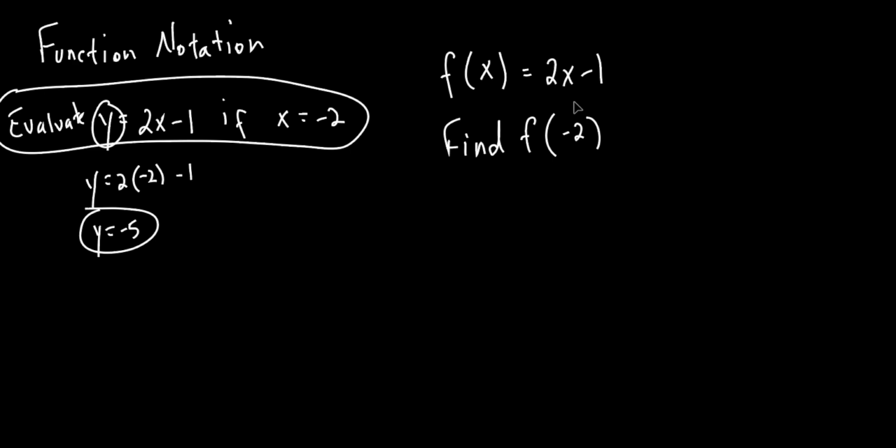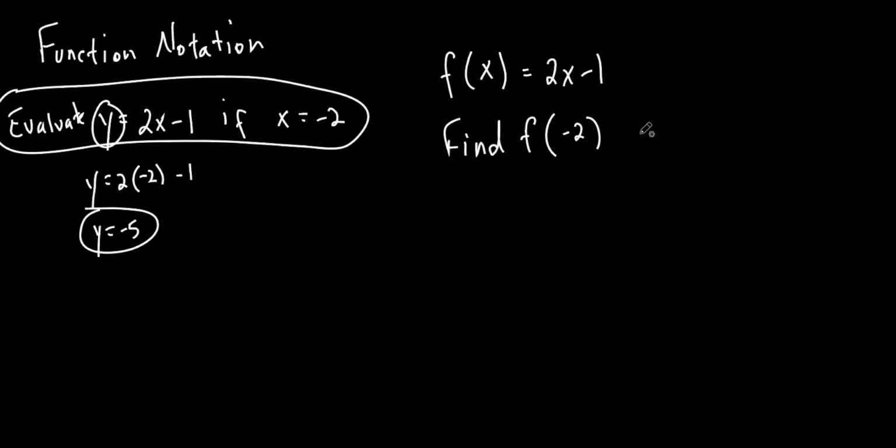Wait, so we switch out the y, put f of x, and then after we solve the whole thing, we plug in the negative 2? Well, you're not going to solve the whole thing yet. This tells you to plug the negative 2 in for the x. So finding f of negative 2 is, instead of saying evaluate if x equals negative 2, they just say find f of negative 2. See how it's a little more compact? It's a little bit more streamlined than what we've done before, but it means to do the same exact thing.